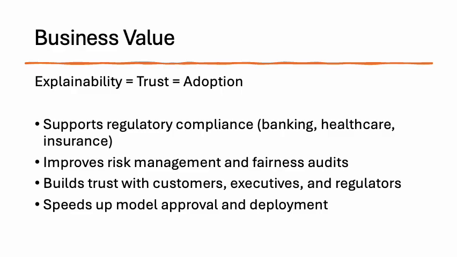Next, I want to talk about why this matters for business. So, explainability equals trust, and trust is what drives adoption. So, first, SHAP supports regulatory compliance in banking, healthcare, and insurance. That's very important. Second, it improves risk management and helps detect bias or unfair treatment early. Third, it builds trust with customers, executives, and regulators. When everyone understands the decision, no one feels blindsided. And finally, it speeds up model approval and deployment because decisions can be explained and defended.